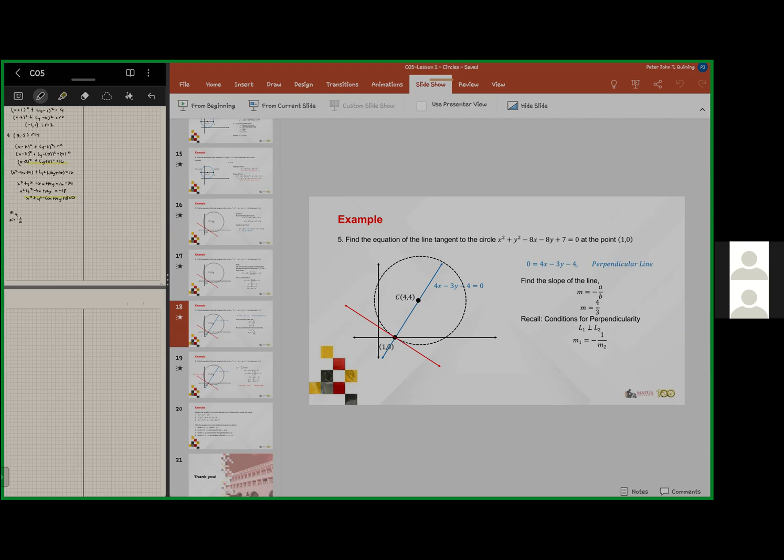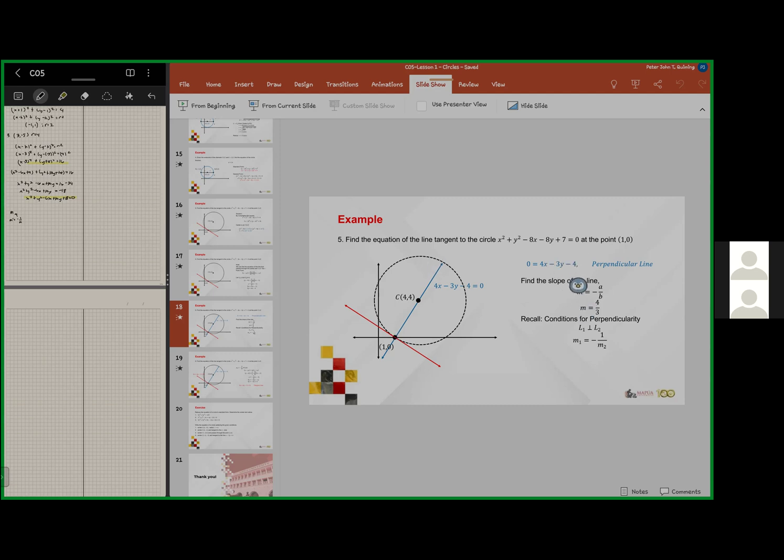So the equation of the line that we are looking for is the line that is tangent to the diameter and is also intersecting 1 comma 0. After that, we can solve for the slope first of the diameter. Solving for the slope, we have a over b. In our format, it is 4 over 3, where our a is the 4 on x, and our b is the 3 on y. So solving for it, we get the slope of the line is 4 over 3.